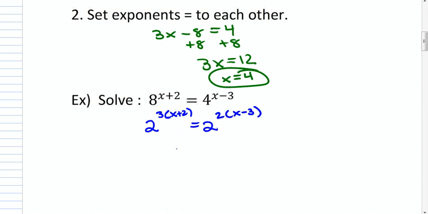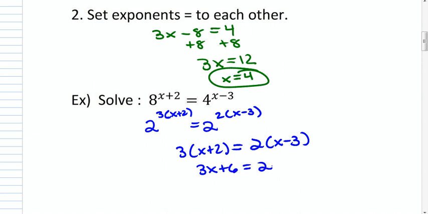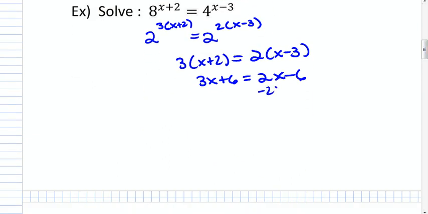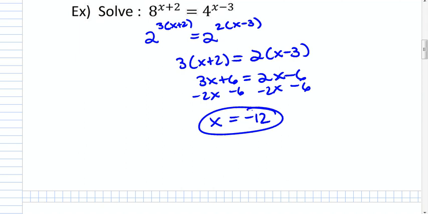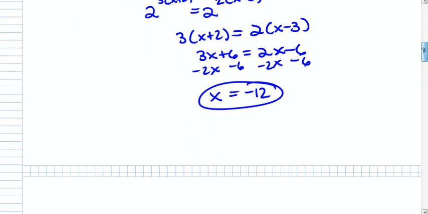Then we just set the exponents equal to each other. We get 3x plus 6 equals 2x minus 6. We solve for x, and we get x equals negative 12. So those are the easier types of exponential equations.